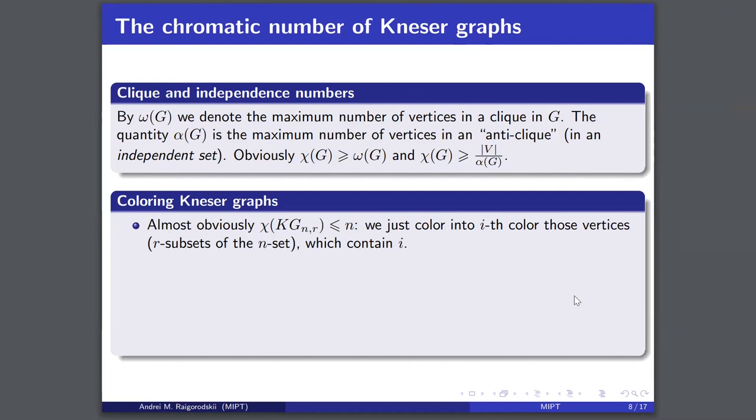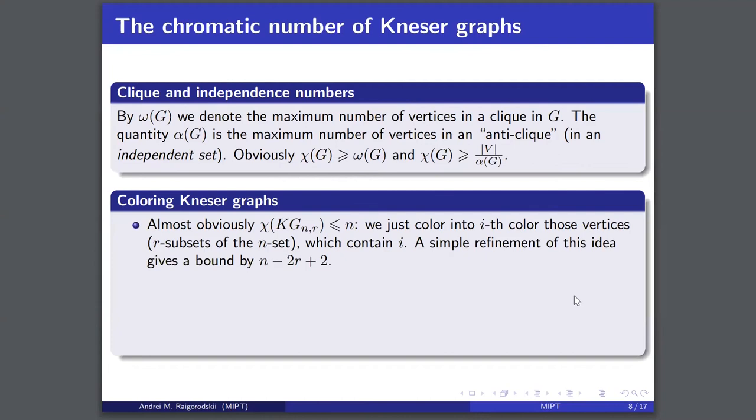It's possible to replace this bound by a little bit better one. It's very easy to see that if you have here n minus r plus 1 colors, and you already used this color, then there exist no other r-element subsets which are not yet colored.